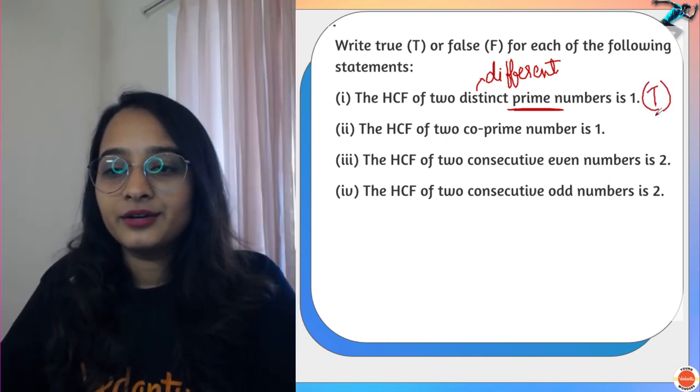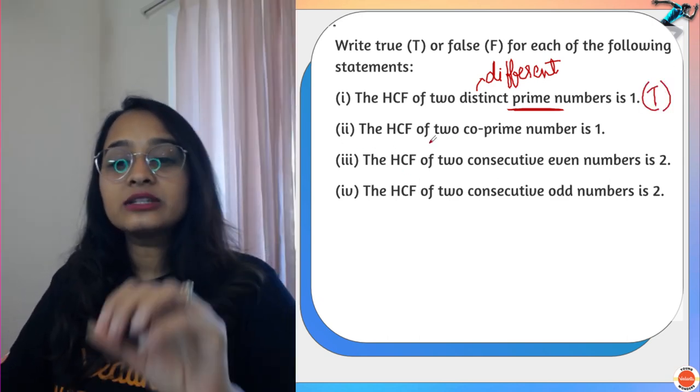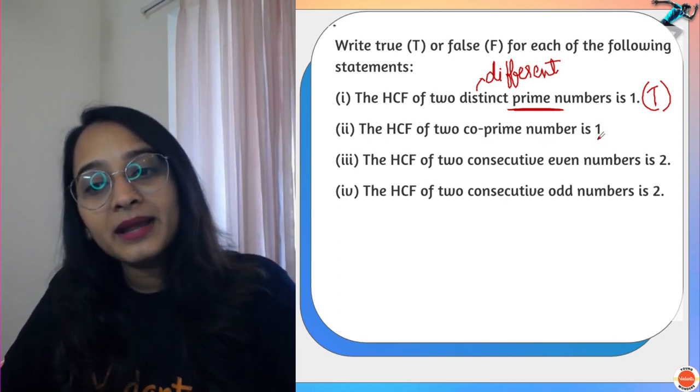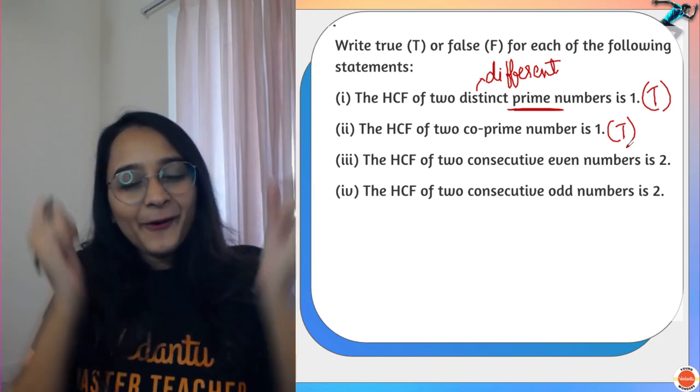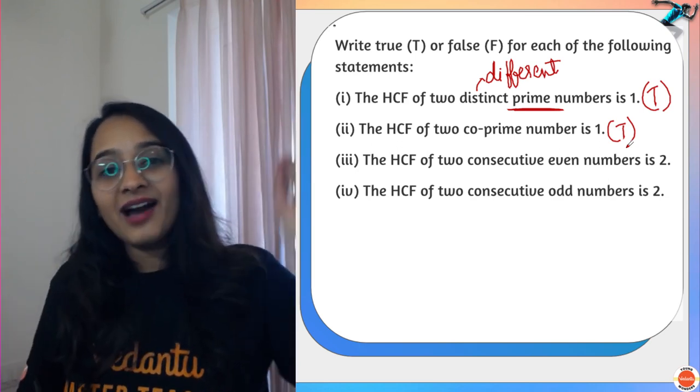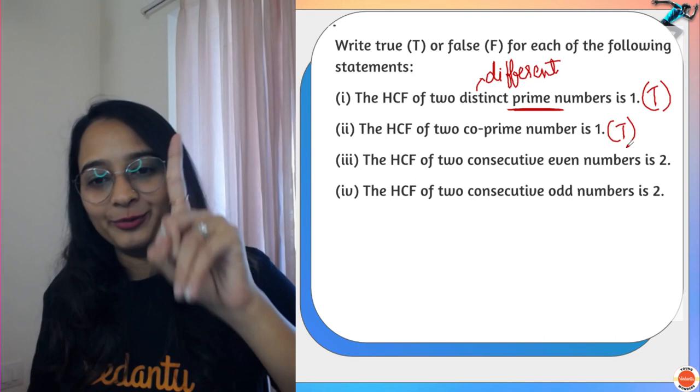So, the statement here is true. The highest common factor of two co-prime numbers is 1. Yes, that's the definition of co-prime numbers. The only common factor and the highest factor has to be 1.